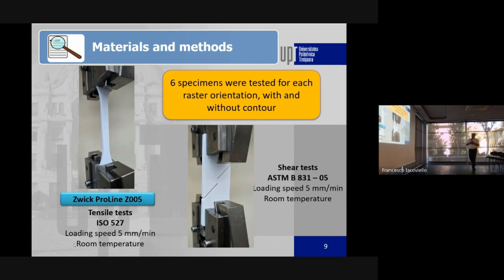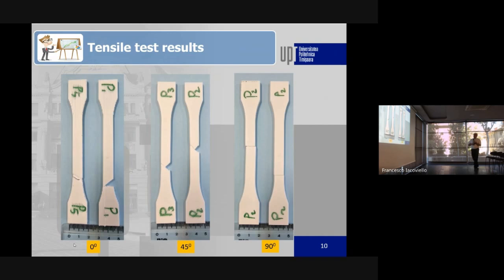What I would like to say here, we use 6 specimens for each type of test, with and without contours for the tensile, and with and without contour for the shear test. So these are some fractured specimens with the infill orientation at 0, 45, and 90 degrees. What we can observe is a fracture at 45 degrees for 0 and 45 degrees, and a fracture perpendicular to the loading direction for the infill which has the orientation at 90 degrees.